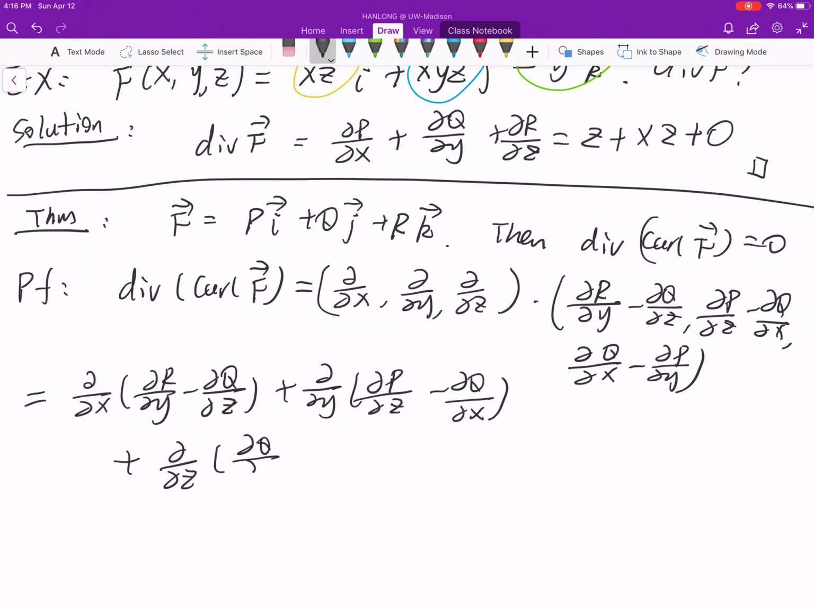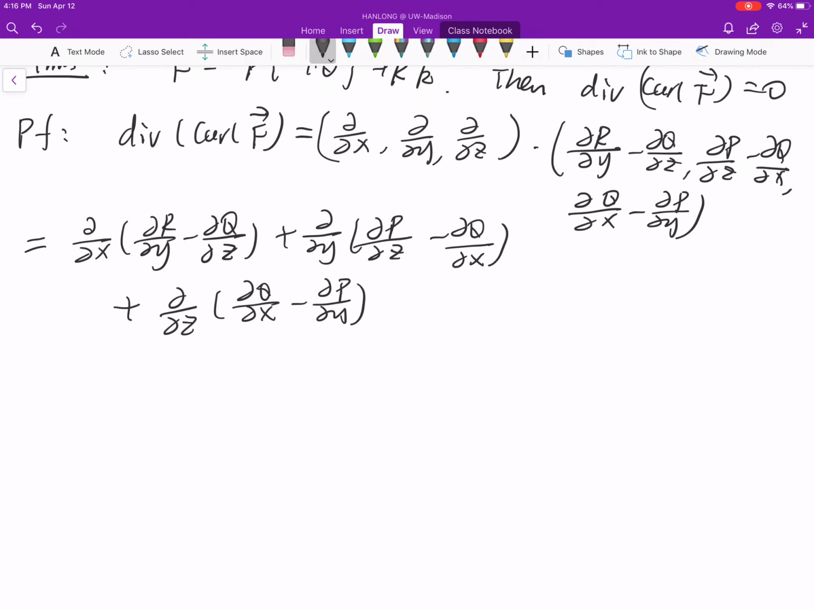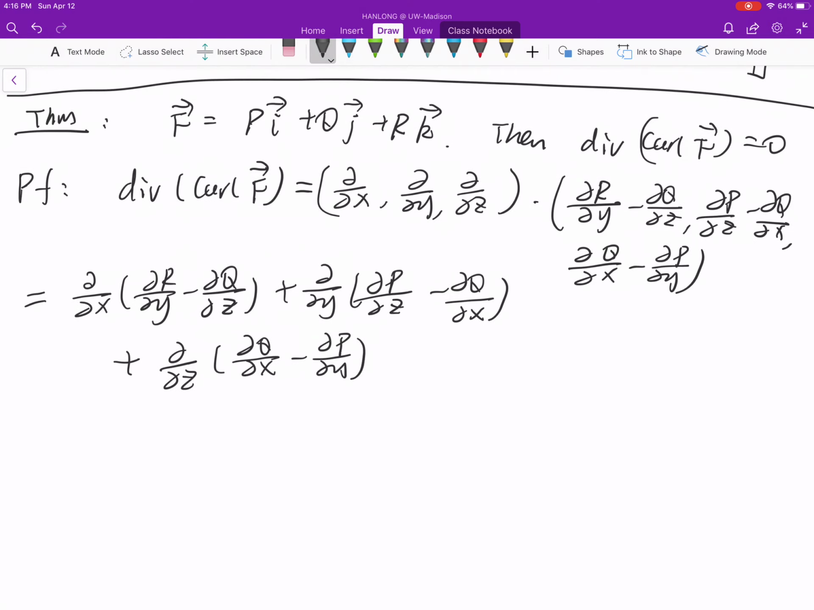I will use different colors to indicate the cancellation. So here you have xy derivative of r. Then you should look for r. So partial... sorry, we made a mistake. Okay, partial r, partial q, and then pqry. Partial z, partial x. So here you have r.